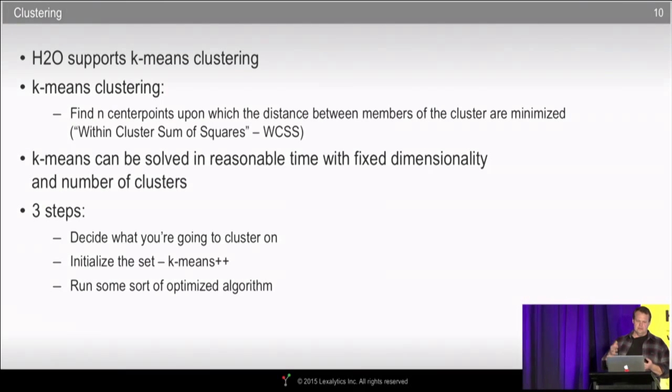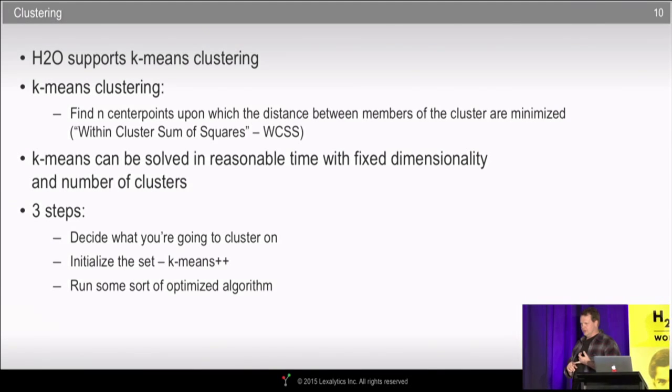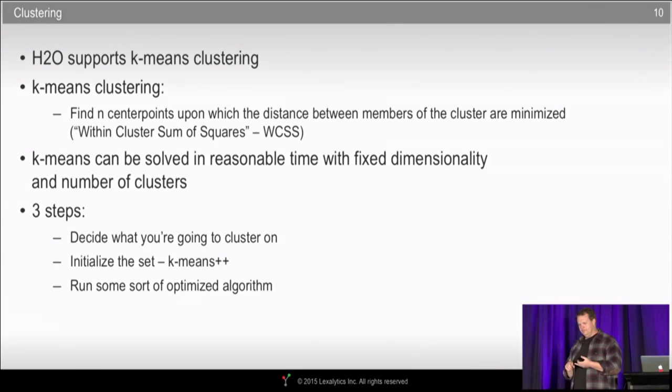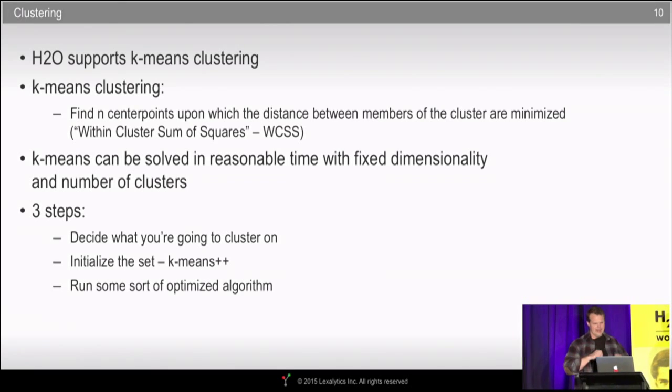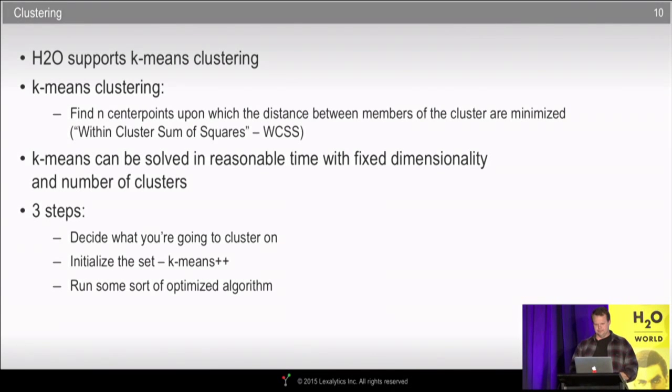So there are really three steps here. One, decide what we're going to cluster on. That's an important step. Two, initialize the set. H2O uses K-means++, which is a particular way of setting up the set so as to help you converge faster. And three, run an optimized algorithm on it. We ran this straight in an H2O cluster.